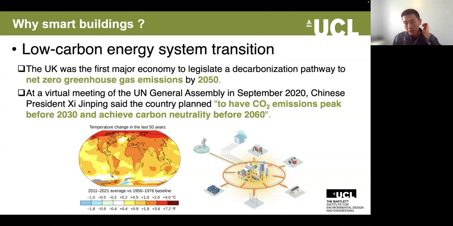Regarding the first one, why smart buildings are very important and worth our time and effort in this domain. If you see the picture in the left corner, we can see almost everywhere across the world in the past decades experienced temperature increase. We are facing global warming and climate change. A lot of countries in the world have now made commitments to being carbon neutral by a certain time. For example, the UK has already made a commitment to being carbon neutral by 2050. China, one of the biggest countries and also the second largest economy in the world, also set its own goal to realize carbon neutrality by 2060. So this is the context of energy crisis and climate change. Next slide, please.